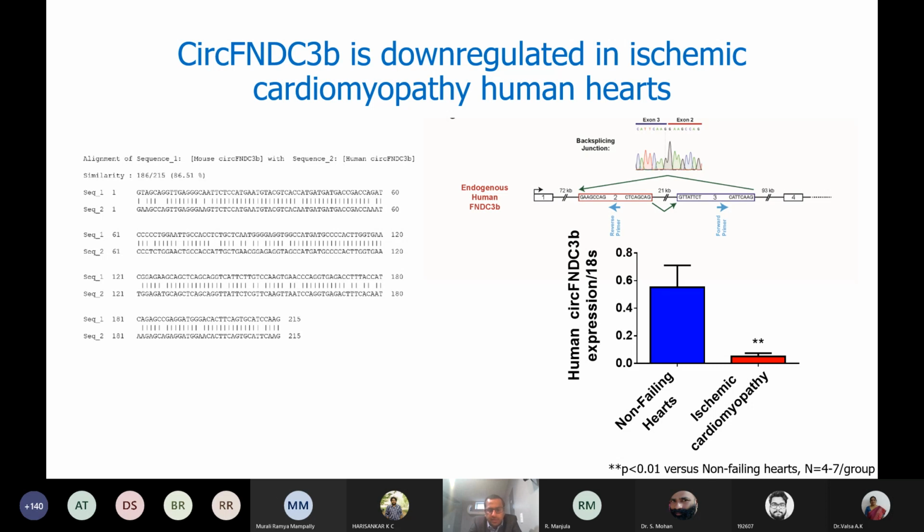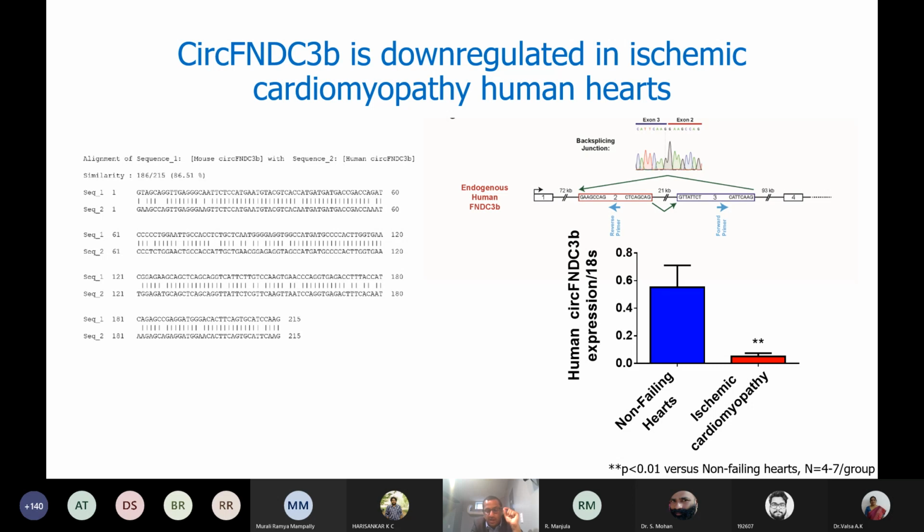Okay. So in the human hearts, we got these human hearts from our collaborator, Steven Hauser, where we had non-failing hearts and ischemic cardiomyopathy hearts. So we thought these would be the perfect samples for us. So we had heart tissues from them.